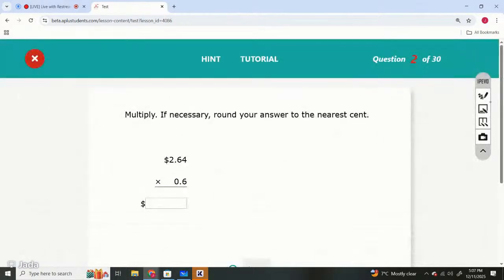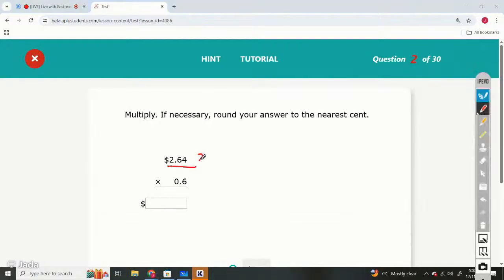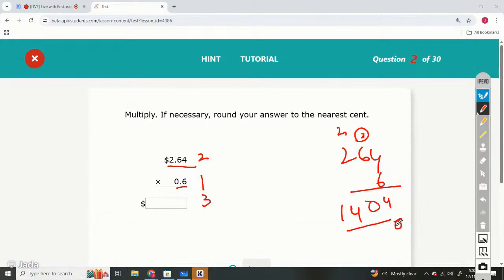2.64 times 0.6. So 2.64 has two decimal places and there is one decimal place in 0.6. So the total decimal places we must have is three. So let's just multiply them without the decimal point. 6 times 4 is 24, write 4, carry 2. 6 times 6 is 36, 38, write 8, carry 3. 6 times 2 is 12 and 3, 15. Now we need to add three decimal places, so just move the decimal point from here to here.